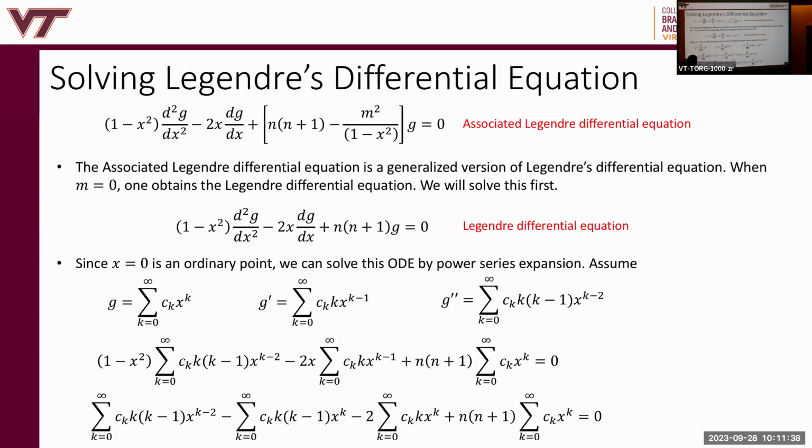to get all of these to the same power now, right? Let's see. x to the k minus 2. This is x to the k minus 1. So the k minus 2 term is here. If we divide through by 1 minus x squared, hold on a second. k minus 1.